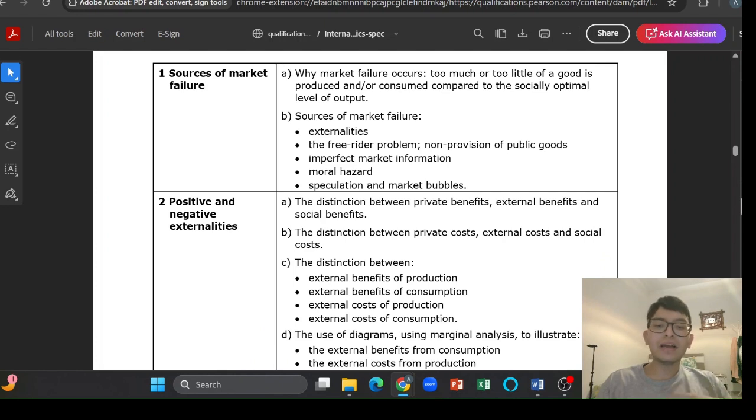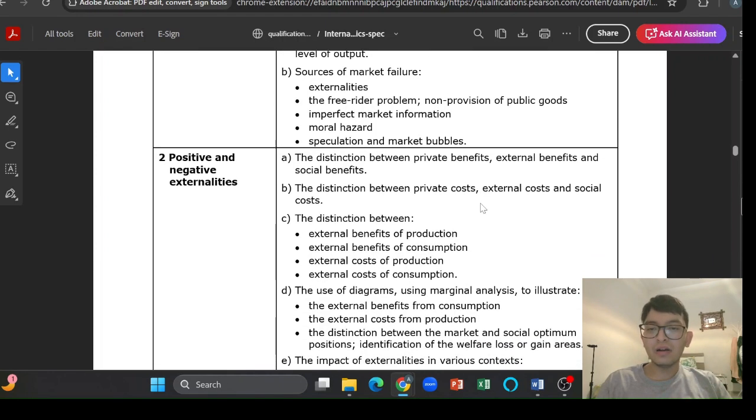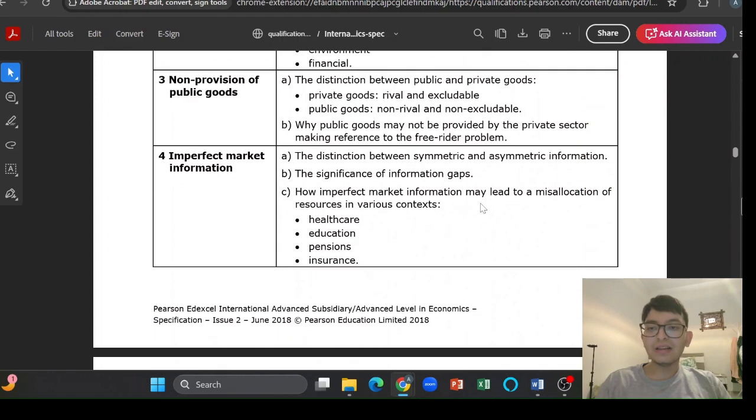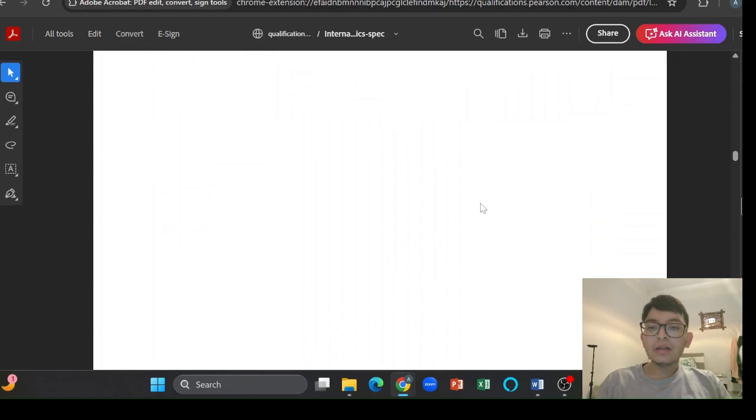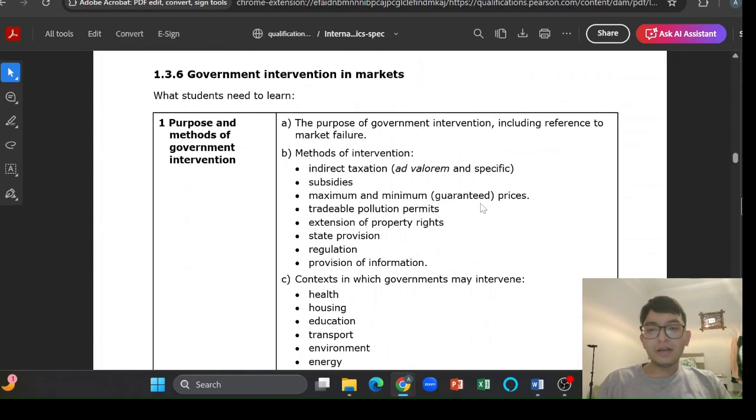Market failure is another topic that you might have briefly touched on in GCSE, but here it's more in detail. There's more emphasis on positive and negative externalities. There's even a diagram as well. There are the sources of market failure, and why market failure occurs. So there are all these technicalities as well. Then we have speculation as well. Then we have government intervention.